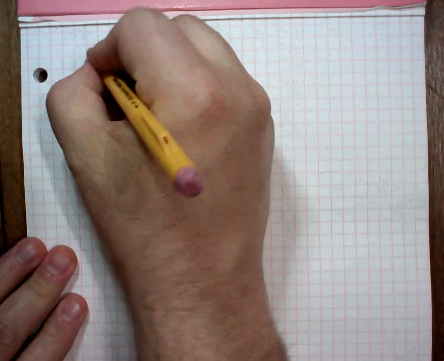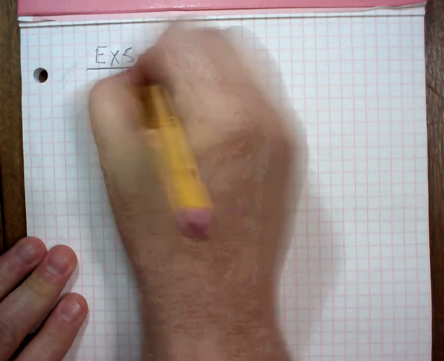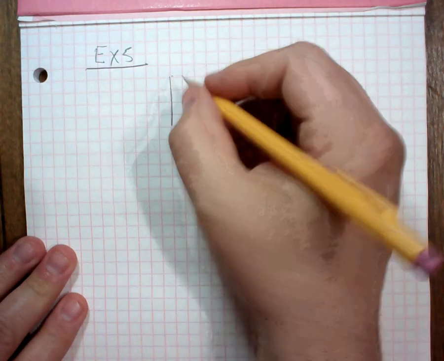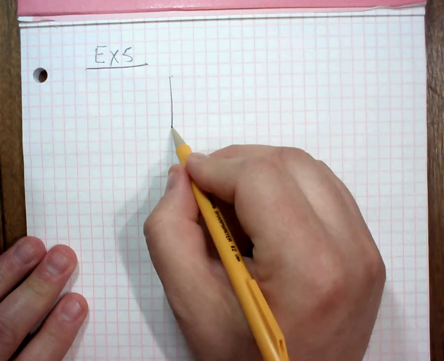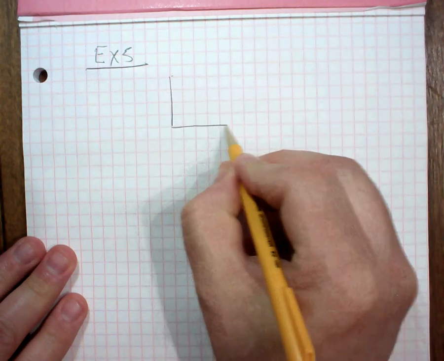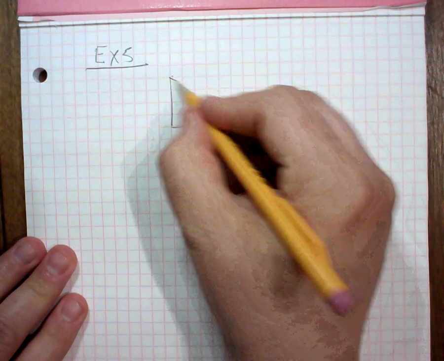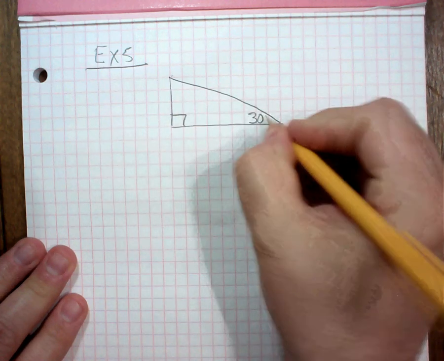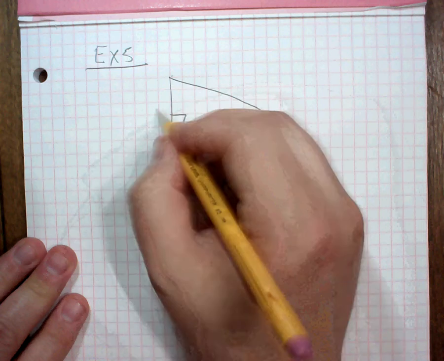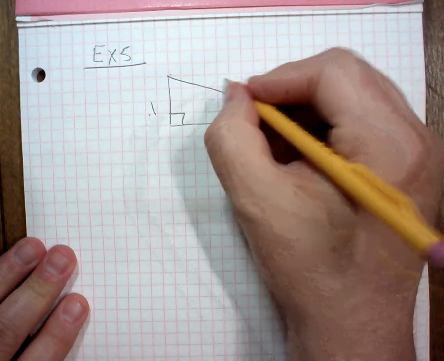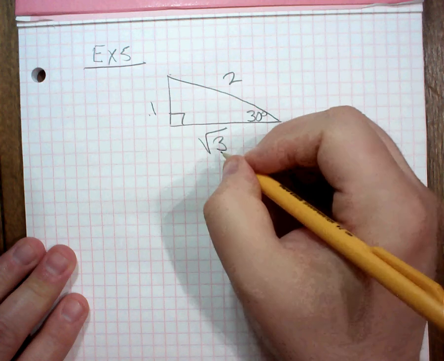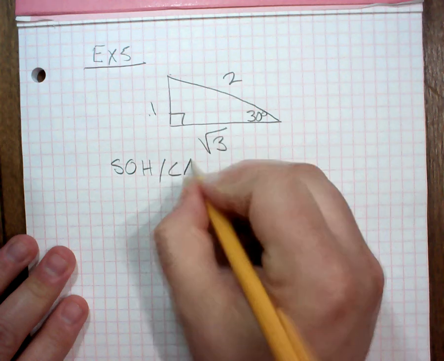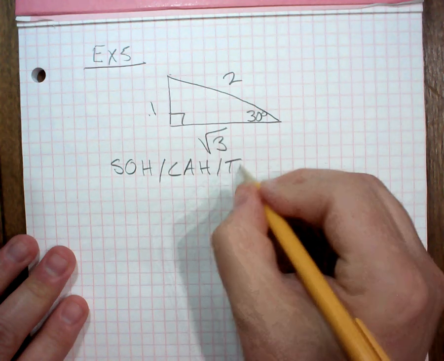For example number 5, we have another right triangle, except this time it's our old friend the 30-degree angle. And so if you remember the ratio on the 30-60 triangle, it's 1 to the square root of 3. Again, we're asked to find SOHCAHTOA. In other words, we're asked to find the 3 trigonometric ratios that are represented on this right triangle.